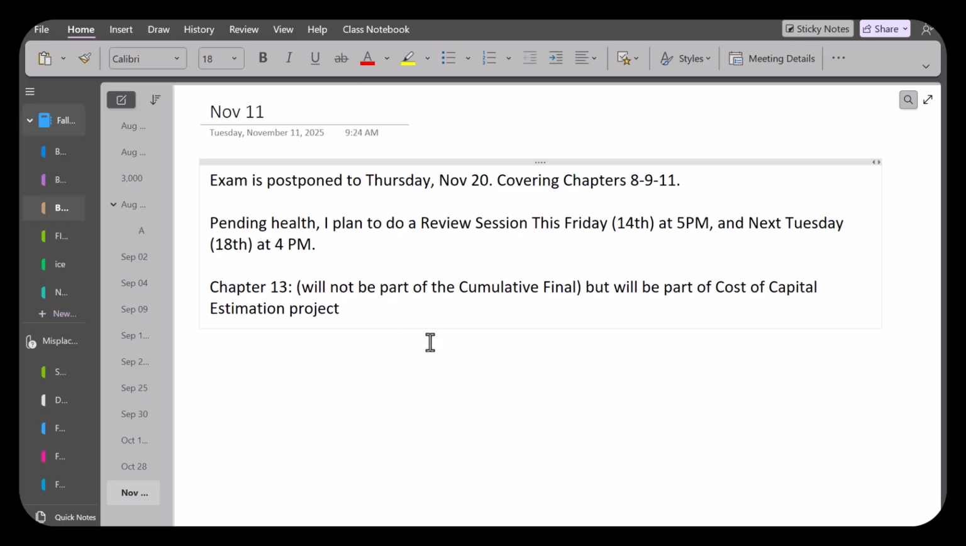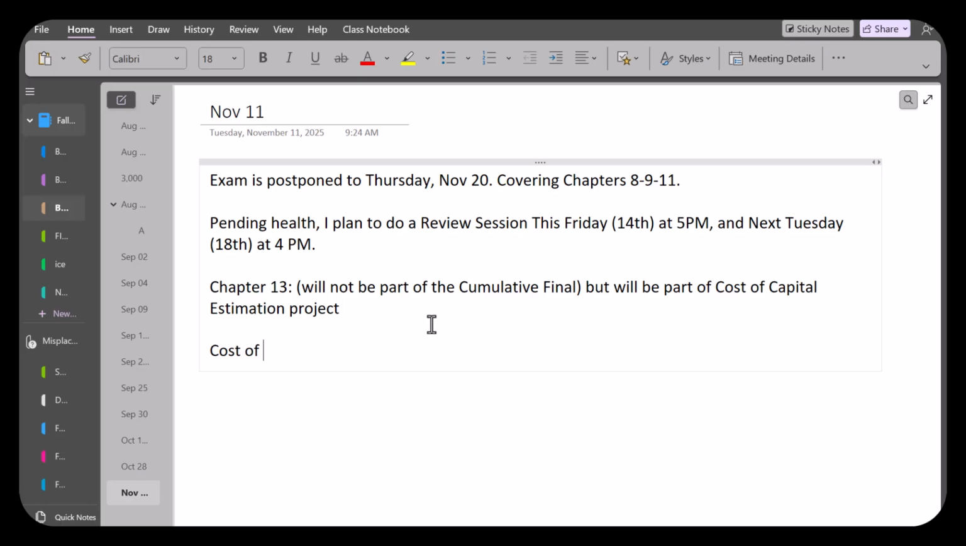This week and next Tuesday, we're going to cover chapter 13. It will not be part of the cumulative final, but information in this chapter is going to help you with your cost of capital estimation project. Basically, I'll give you one firm, and you're going to make an estimation of their cost of capital.